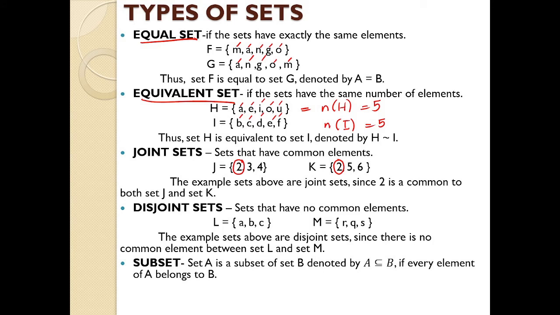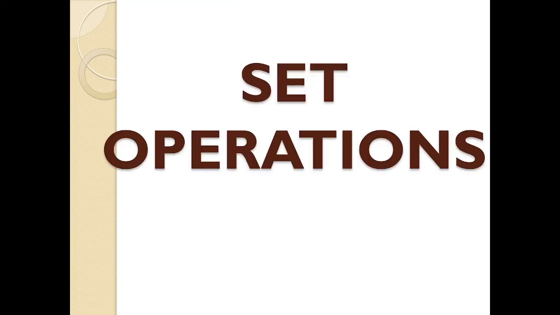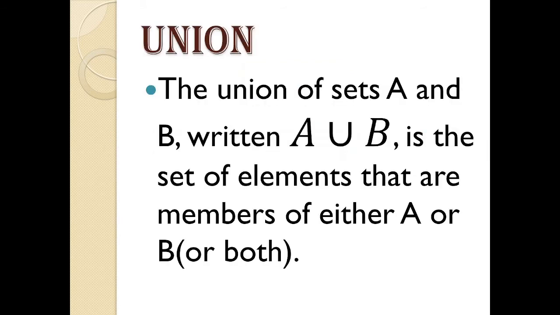And there is what you call a subset. Now, anyway, we will not be focusing on subset. Let's have the set operations. Let's begin with the union first. The union of sets A and B, take note of this symbol. This is the symbol for union. The set of elements that are members of either A or B.